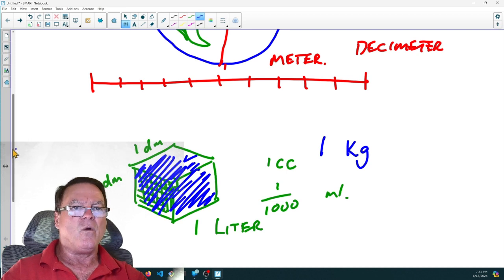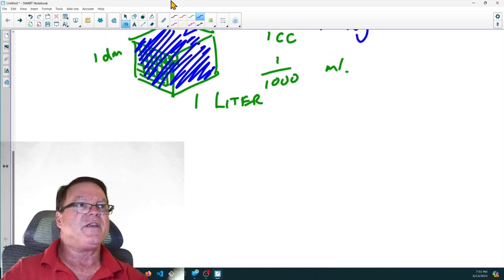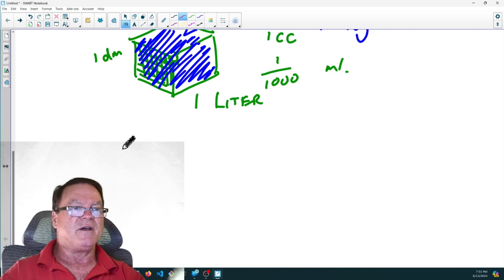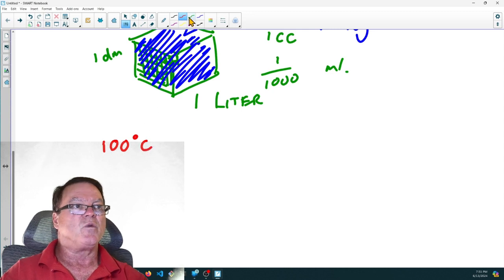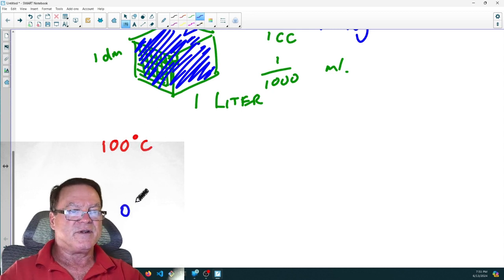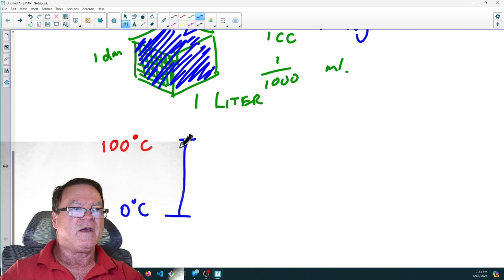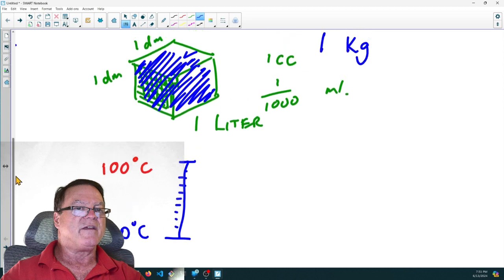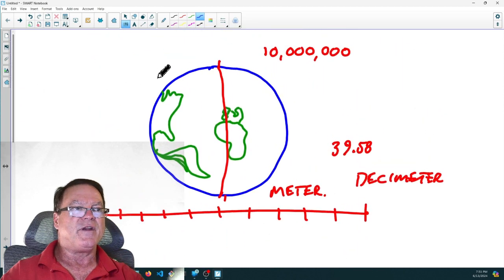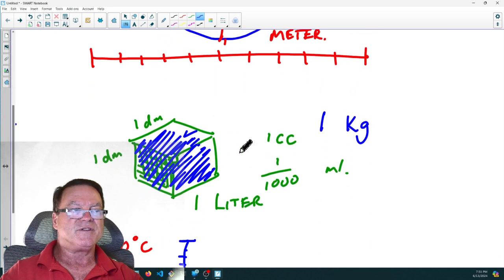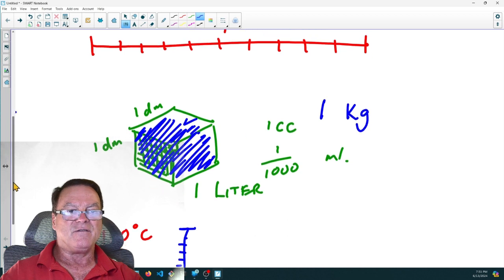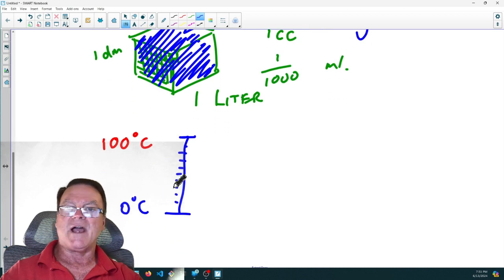And then they go on to talk about temperature, and they use the Celsius scale, where 100 degrees Celsius is where water is boiling, and 0 degrees Celsius is where water is freezing. So in this way, they've tied everything together. Units of length, units of volume, units of weight, and units of temperature all tie together.